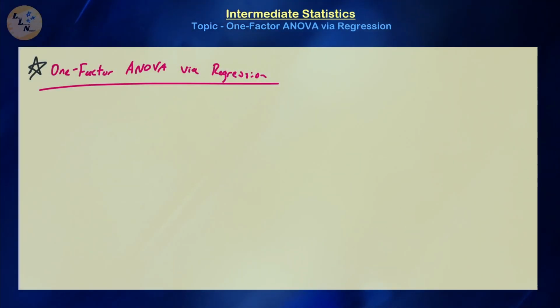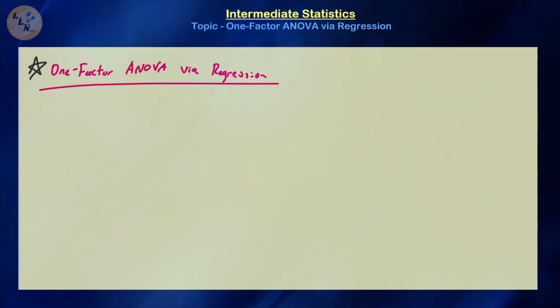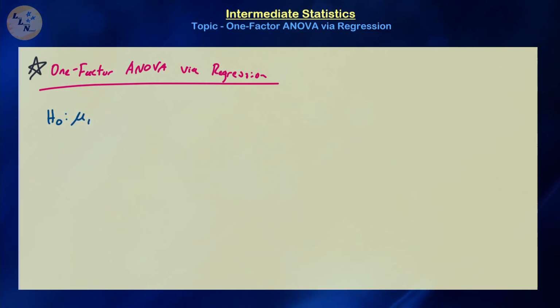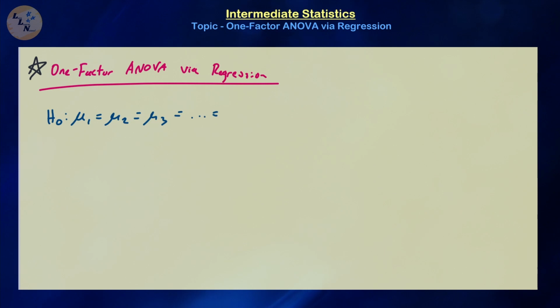Everyone, and welcome back. Today we're going to revisit a problem that we talked about a little while ago, but we're actually going to be presenting a better way of solving that problem. In particular, the problem that we're going to be solving is testing the null hypothesis that means mu1, mu2, mu3, all the way out to say mu k, where k is bigger than or equal to 2, are all equal to each other.